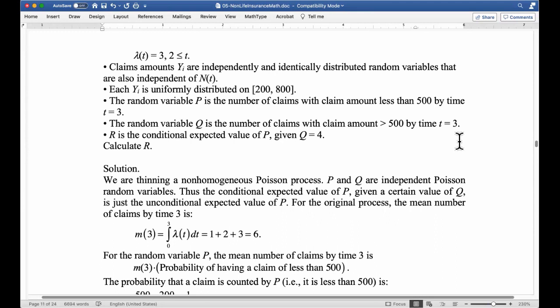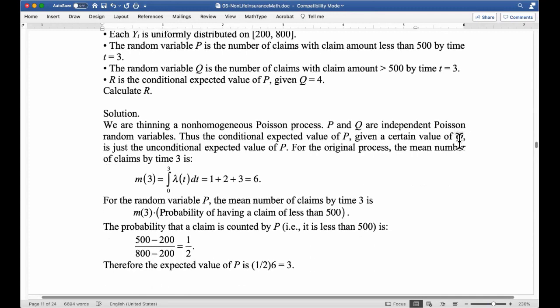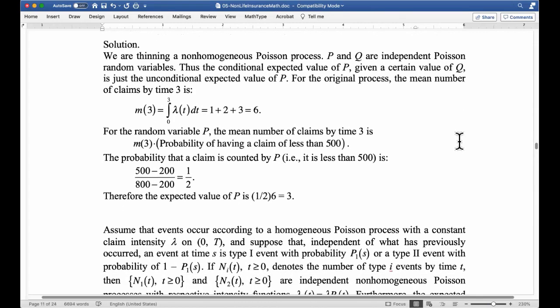The random variable P is the number of claims with claim amount less than 500 by time t equal to 3. The random variable Q is the number of claims with claim amount greater than 500 by time t equal to 3. R is the conditional expected value of P given that Q is equal to 4. Calculate R.